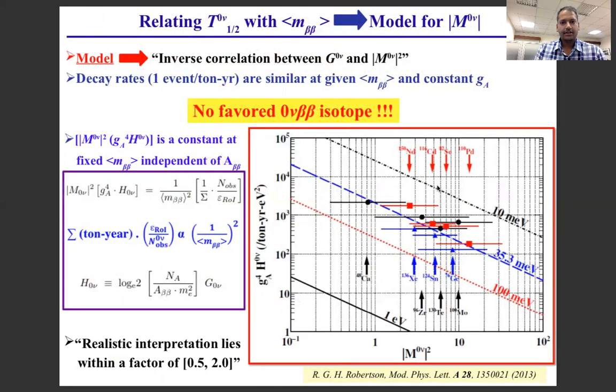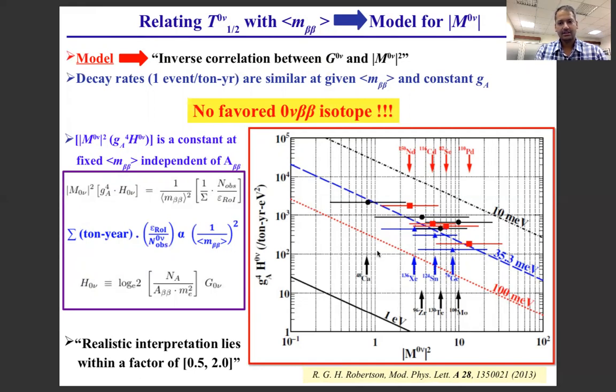We have selected to convert the half-life into m_ββ. There is an uncertainty in the nuclear matrix element as well as the axial-vector coupling constant. So we have selected a model, and from this figure we can understand it. On the x-axis is the square of the nuclear matrix element, the geometric mean of the matrix elements, and on the y-axis is the phase factor multiplied by the axial-vector coupling constant.